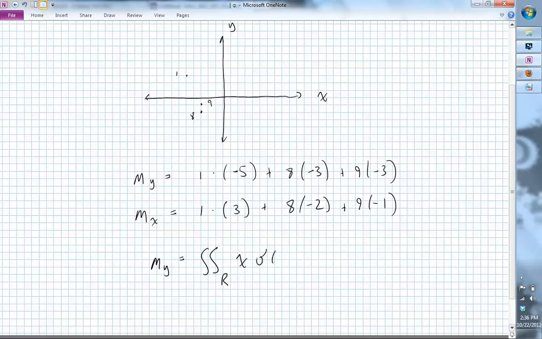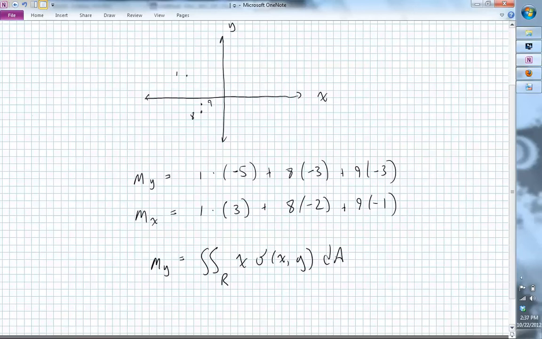X times sigma x y dA. Think about what this is. Sigma is the density function, dA is a little piece of area, so sigma times dA is a little piece of what? It's a little piece of mass. And x tells me what about that little piece of mass? How far from the y-axis it is. And then this integral essentially sums that all up with respect to the y-axis.